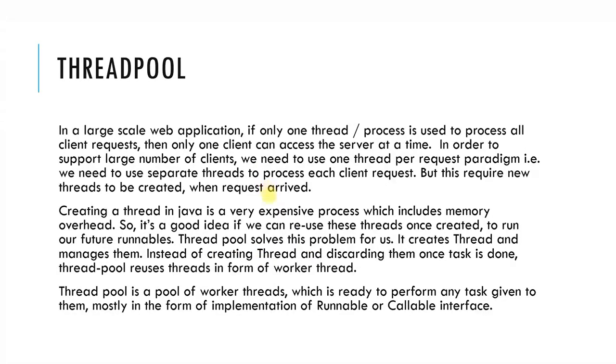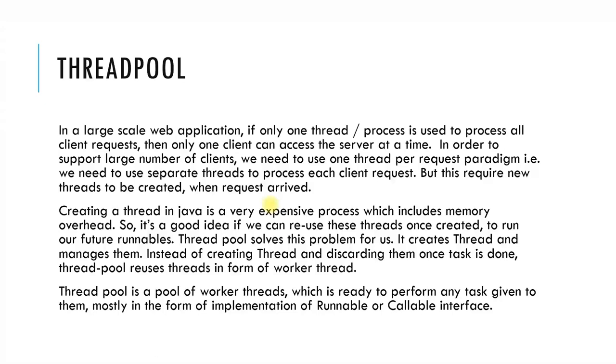So a thread pool is a pool of worker threads which is ready to perform any task given to them, mostly in the form of an implementation of the Runnable and/or Callable interface. In real life web applications, we need to run a separate thread for each client request. So we need to work with a group of threads in this case.